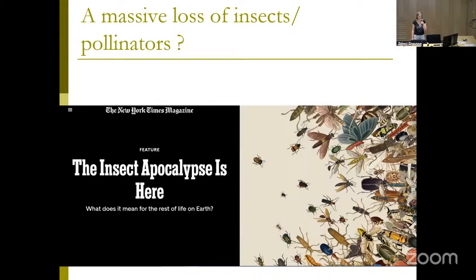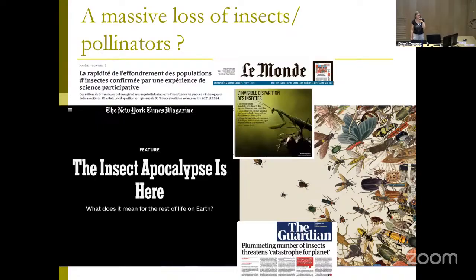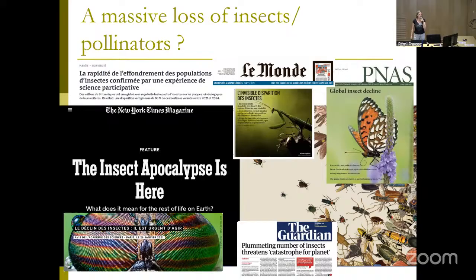And about insects, there has been quite a lot of debate in the scientific community and outside on whether these insects are currently decreasing. With many publications and journalist media over the past decade or so. Here you have an example with the New York Times Magazine. But you had other publications in French newspapers, for example, Le Monde, or in The Guardian. And you can see that the vocabulary used here is quite distressing, with words such as apocalypse or catastrophe. And these articles have been prompted by a number of scientific publications alerting on a possible global decline of insects, and with a warning that was issued by the French Academy of Sciences, for example, in 2021.